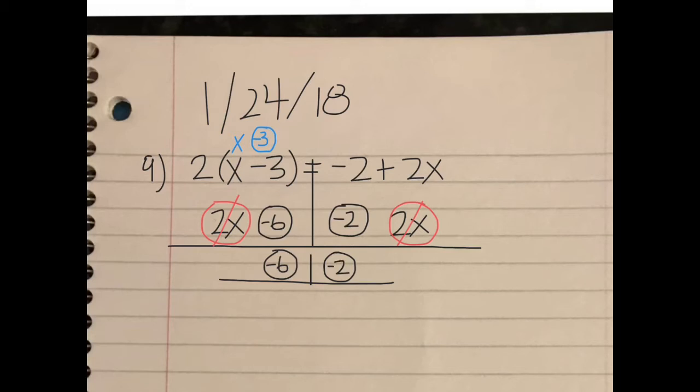The notes we took the other day said that when we run out of x's, we have to make sure we are looking at the numbers that are left and deciding if the numbers left make a statement that is true or untrue. It is not true.